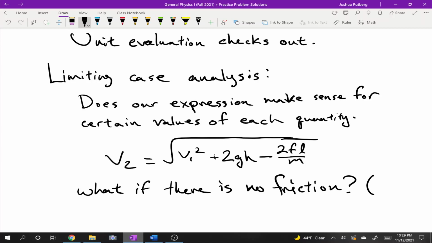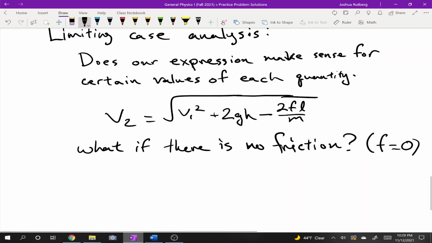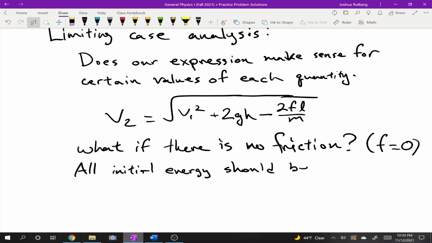So the limiting case here is the case where F is equal to 0. So how should that behave? Well, if there is no friction, all initial energy should become kinetic energy. There should not be an increase in internal energy. Should become K2.